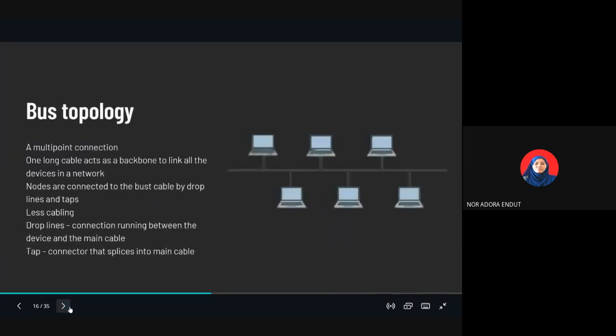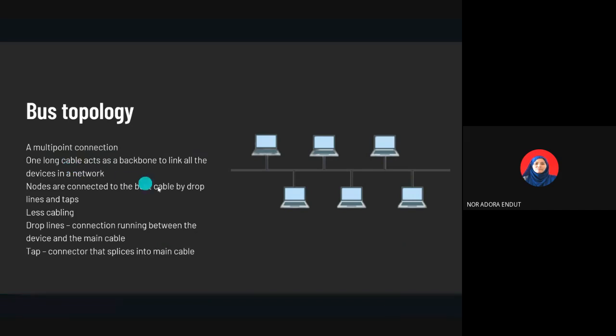Okay, the next topology, bus topology. This is also old, but you need to know what is meant by the bus topology. So this is something called a multi-point connection. Remember tadi kita tengok ada point to point and also point to multi-point. Yang lain pun sebenarnya multi-point lah.